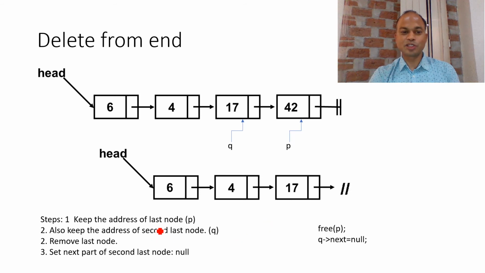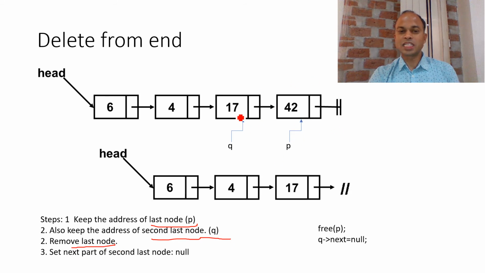The steps are, first of all, we have to keep the address of the last node. This is our last node, and say in the pointer P, we are keeping the address of the last node. We also have to keep the address of the second last node. This is our second last node, and we are keeping its address in the pointer Q. And now we have to remove the last node. The last node is being removed here.